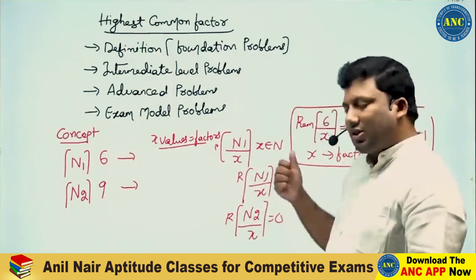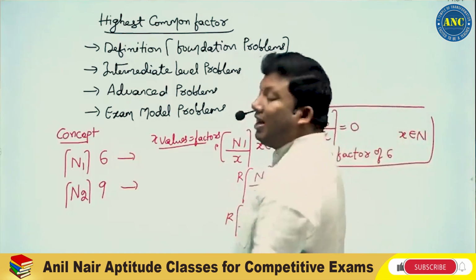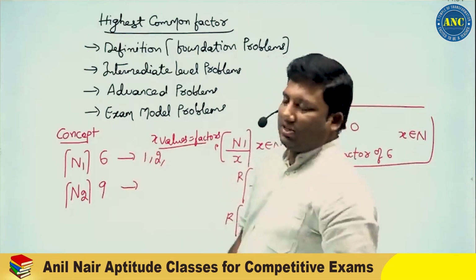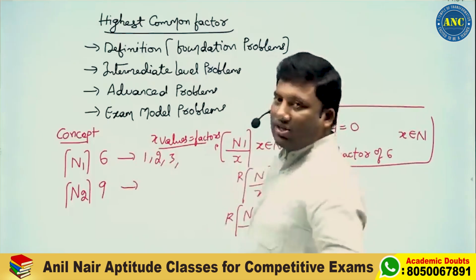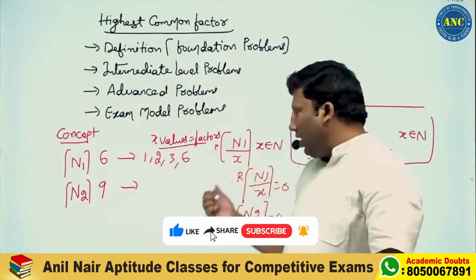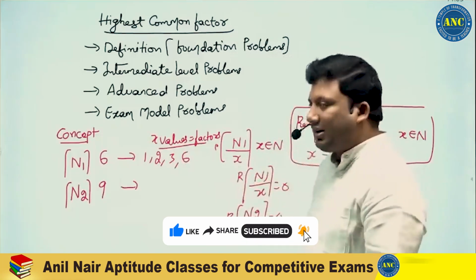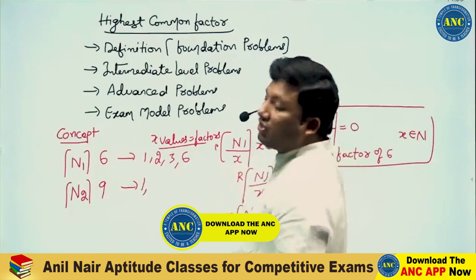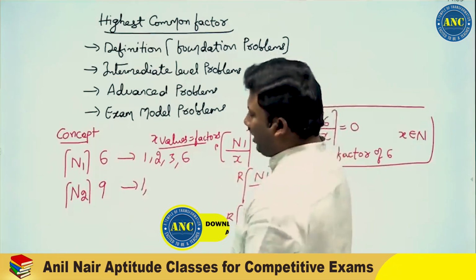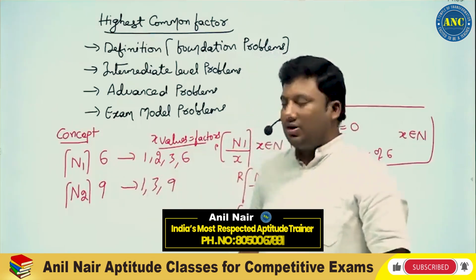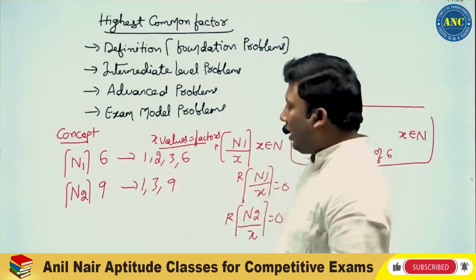What are the factors of 6 such that the remainder will be 0? Because x is a natural number: 6 by 1, remainder 0. 6 by 2, remainder 0. 6 by 3, remainder 0. 6 by 6, remainder 0. The denominator should be a natural number. Factors we are taking under the set of natural numbers. 9 is divided by which numbers? 9 by 1, 9 by 3 and 9 by 9. These are nothing but the factors of 9.